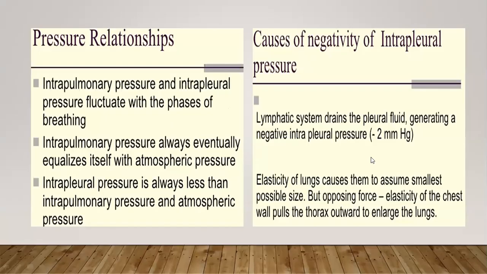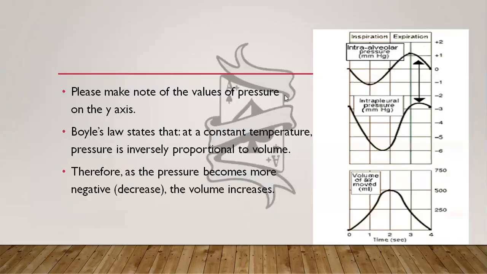Next slide, please. The value quoted here is -2. This is per just the influence that the lymphatic system has. So this is per a corresponding -2 as well.